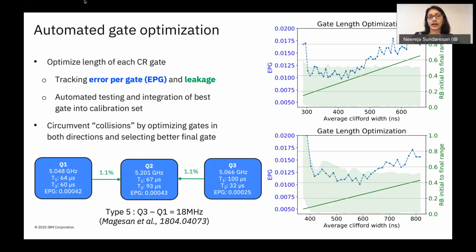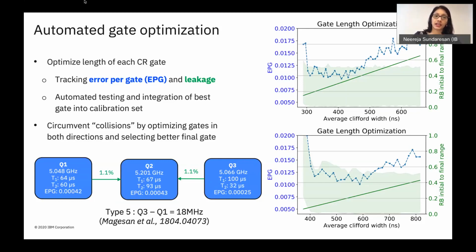On the right, I've included 2 examples of such gate length sweeps, where you can see for these 2 pairs, the optimal gate fidelity, which is the error per gate, tracked in the dashed dotted line, and leakage, which is represented in the shaded green, occur at different gate lengths. I've included the solid green line as a guide, the estimated coherence limit.